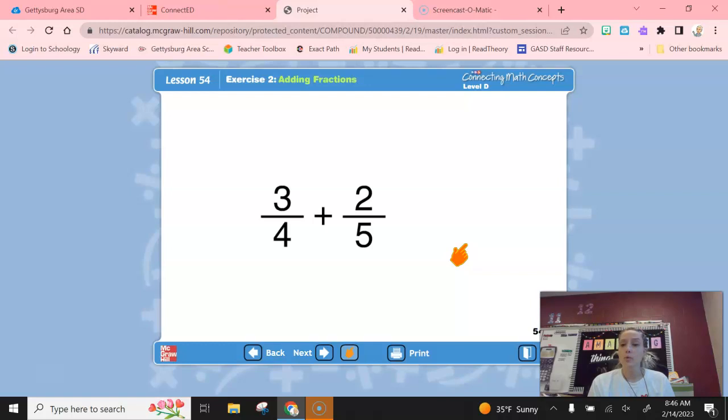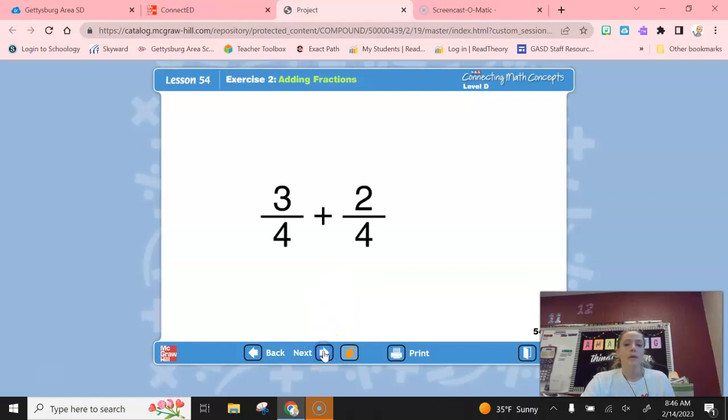The answer is no. So none of them are greater than 1. Look at the denominators, or the bottom numbers. Are they the same? No, that means we cannot add these two fractions together like this. We're going to talk about what you need to do when you have two fractions with different denominators, but you cannot add these two together. They have to have the same denominator in order to add or subtract.